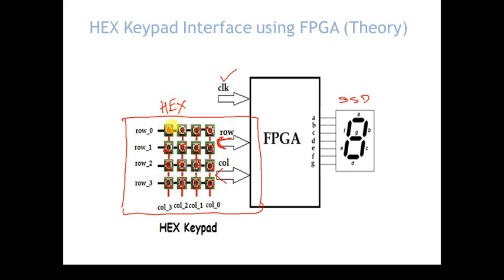Whenever we press this key, for example this key, it should display 0 on the 7 segment. This is what we are expecting as the output. Now, those who want to understand the 7 segment interface, I have covered so many examples using the 7 segment.